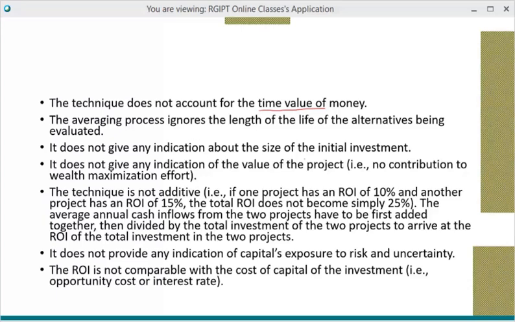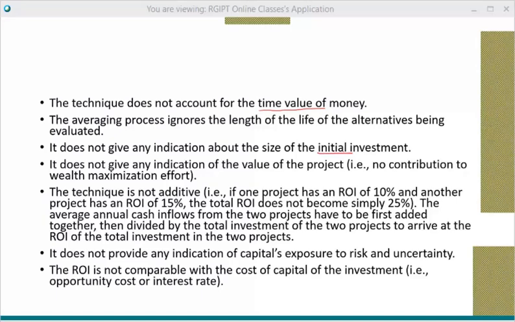It does not give any indication about the size of the initial investment. That just gives you the percentage, whether it's 1 crore or 100 crore. It doesn't give you that idea. It doesn't give any indication of the value of the project. The technique is not additive. What it means is, if one project has, let's say, return on investment 10%, and another project has return on investment of 15%, the total ROI doesn't become simply 25%. Okay?